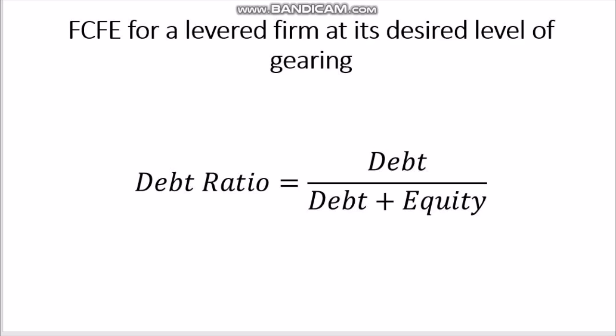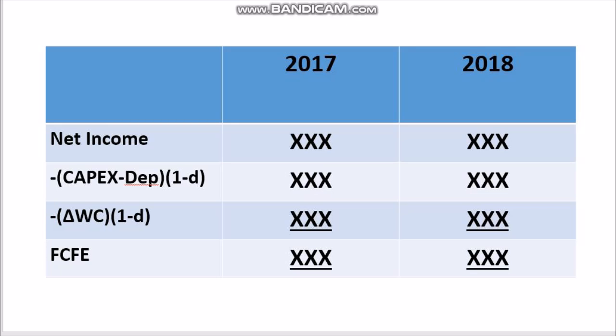The first step is to determine its debt ratio. By the debt ratio, we are saying the ratio of debt in the total capital of a company. So this is the formula. Debt ratio is equal to debt over debt plus equity. In other words, it's debt over total capital of the business. And then here is the pro forma of how you can calculate the free cash flows to equity. You subtract capex minus depreciation multiplied by the debt bracket, which is 1 minus the debt ratio of the company.